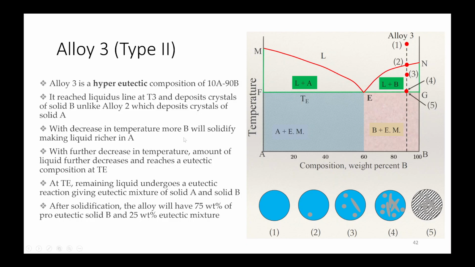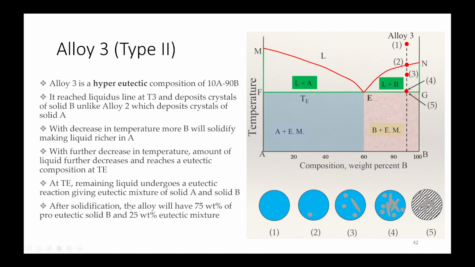In case of hypereutectic, you'll be getting a similar type of structure, but here instead of A, your B will be precipitating. So in alloy 3, it reaches the liquidus line at T3 and deposits crystals of solid B, unlike alloy 2, which deposits crystals of solid A, and with decrease in temperature more B will solidify, making liquid richer in A, and with further decrease in temperature the amount of liquid further decreases and reaches a eutectic composition at TE, and after this the entire liquid will solidify into eutectic.